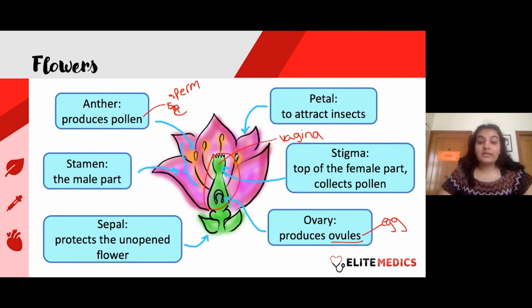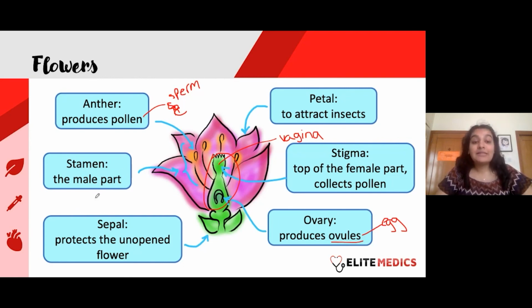So we want the pollen to basically get to the ovule, and to do so it goes through the stigma. I think that's quite a nice way of understanding the different structures, because otherwise it can be completely foreign. It looks very, very different to anything else that we know. So just comparing it to what we know happens in humans is really, really helpful.